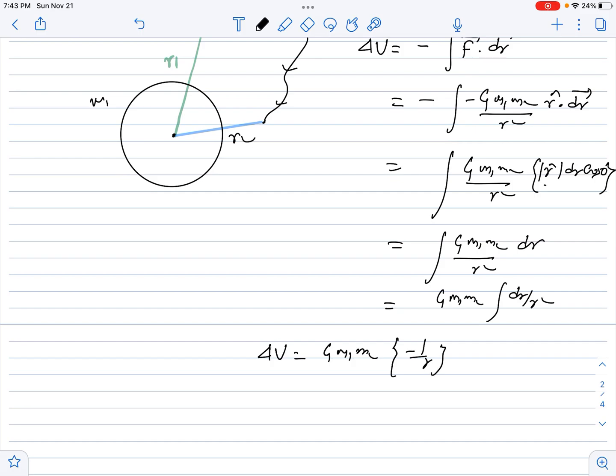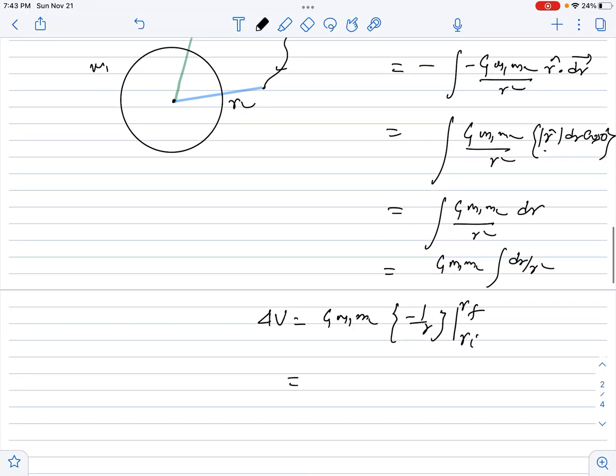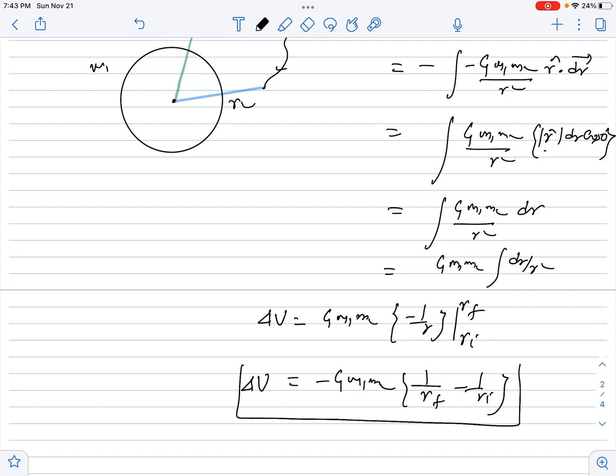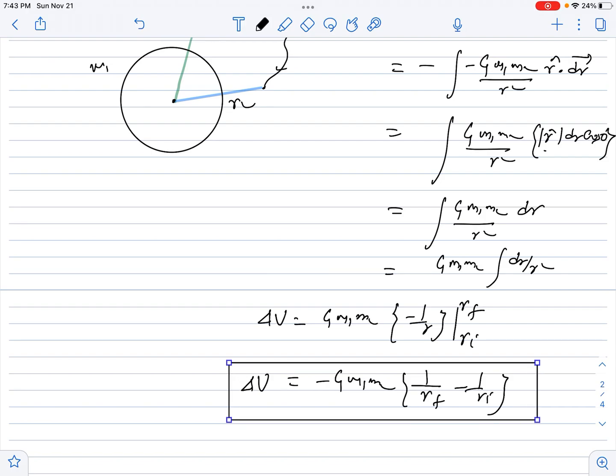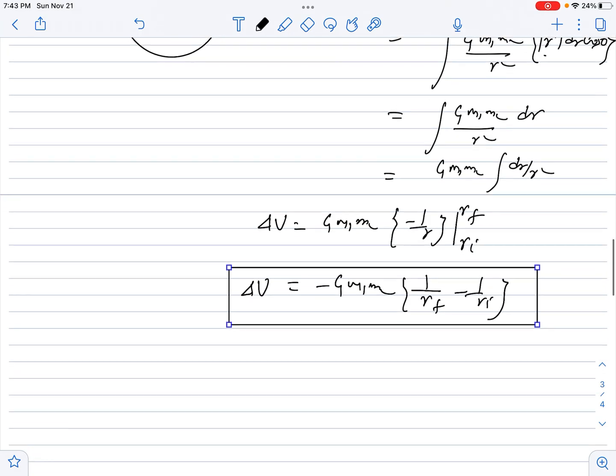That is minus 1 by r. You can say r1 r2 can be replaced by r initial to r final. The energy is minus G m1 m2 times (1 by r final minus 1 by r initial). This is the change in potential energy if you are shifting a particle from one point to another point, with initial distance r_i and final distance r_f.